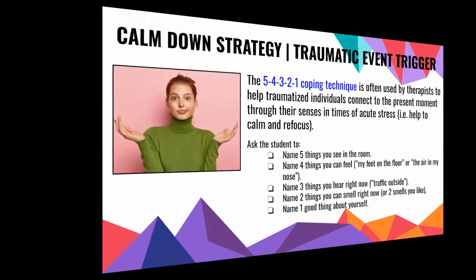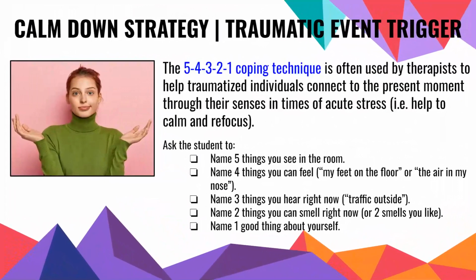And so there's a lot of different activities. Some things in for calm down strategies, we want to model for our scholars. First 9 weeks or the first term of the year, we really want to ensure that our scholars are developing a big bank or toolkit of strategies when they do have a traumatic event or a trigger that comes up, using a 5-4-3-2-1 coping technique. This is used by therapists to help traumatized individuals connect to the present moment through their senses in times of acute stress. And so it helps them to calm and refocus.